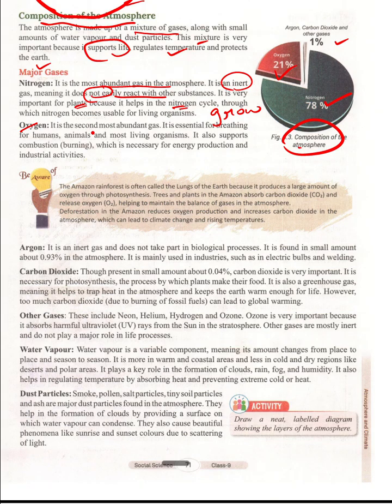Next, oxygen. Oxygen is the second most abundant gas. It is essential for all living organisms to grow. It also supports combustion. As it is oxidizing in nature, it helps most in energy production and industrial activities.